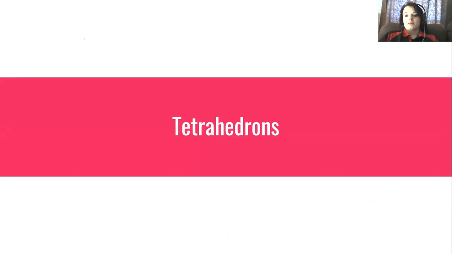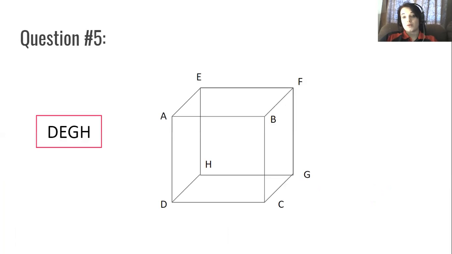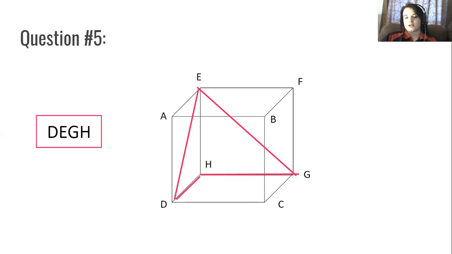Next, we're going to talk about tetrahedrons. Really not too bad. It's connecting the points. If you'll notice, we have a cube right here. We're wanting to connect the points D, E, G, H. And this kind of gives us a little idea of what a tetrahedron looks like. So when we connect our points D, E, G, H, we kind of get a figure like this. And this is going to be represented as a tetrahedron.